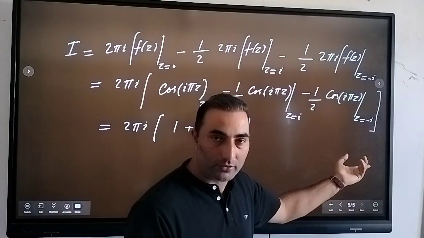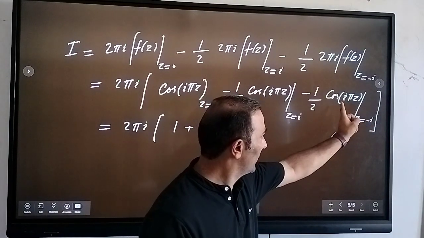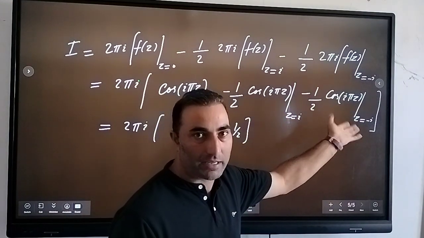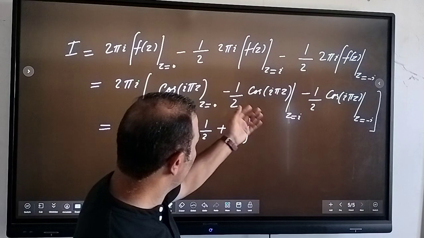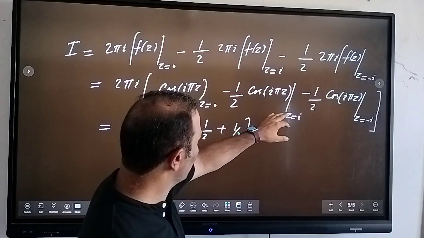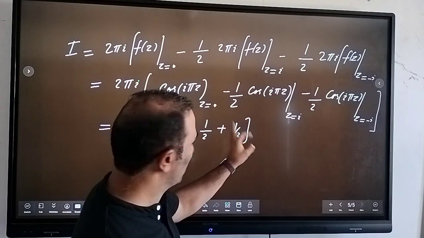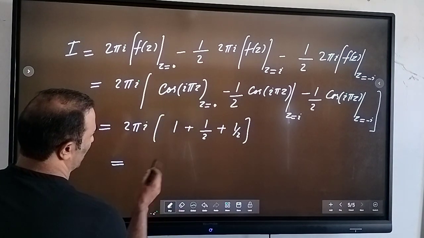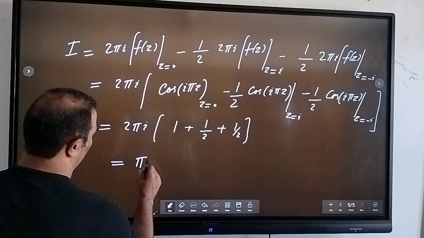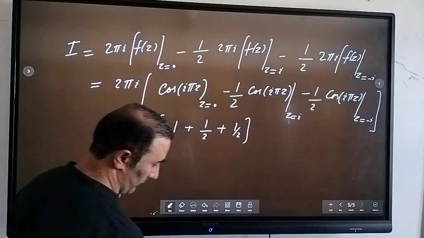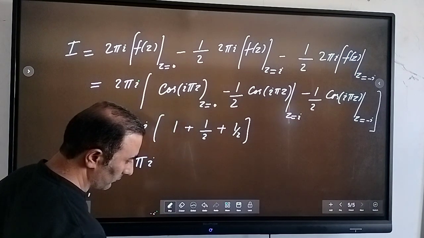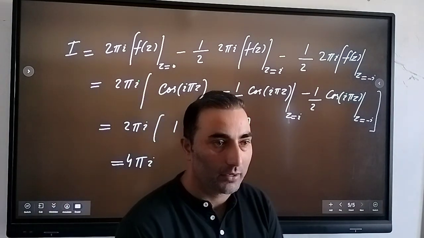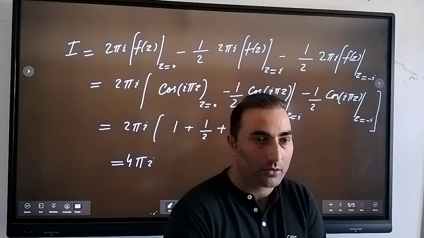Because z is equal to plus iota and z equal to minus iota in this term, right? So when you calculate cos of minus pi and cos of plus pi, you will get minus 1 in both the cases. So this will be plus 1 by 2 and plus 1. So that means our integral will be equal to simply pi i into 4. So this is how you can calculate the integral in a complex plane.